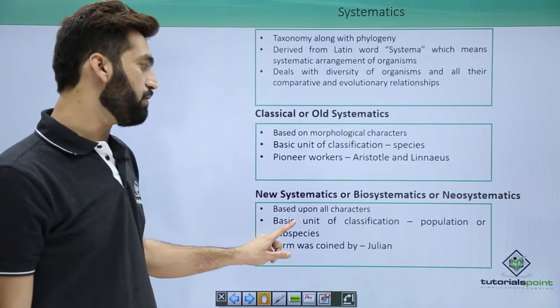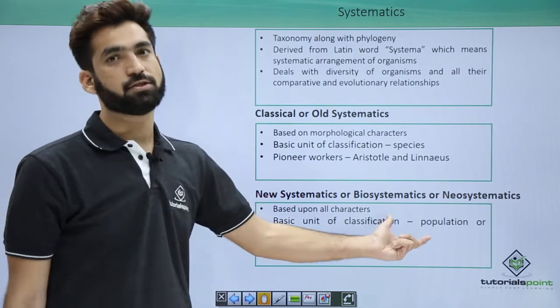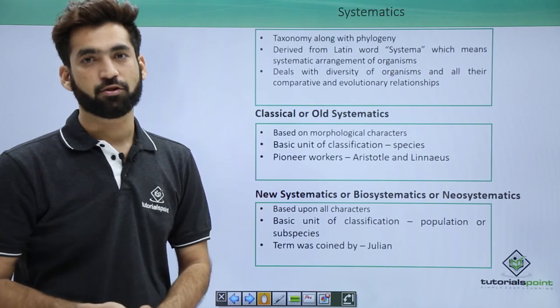And according to this neo-systematics, the basic unit of classification is subspecies or population. In the next class, we'll be basically discussing taxonomic categories.